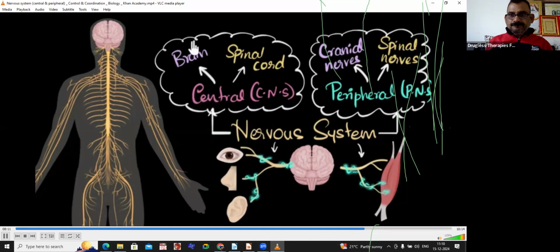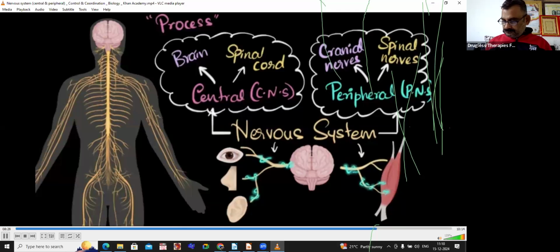Well, since it has the brain in it, if you guess that its main job is to process information, you're absolutely right. Its main job is to process information, collect all that information, think about what to do, decide, come up with a decision, all of that stuff. That is your central nervous system.